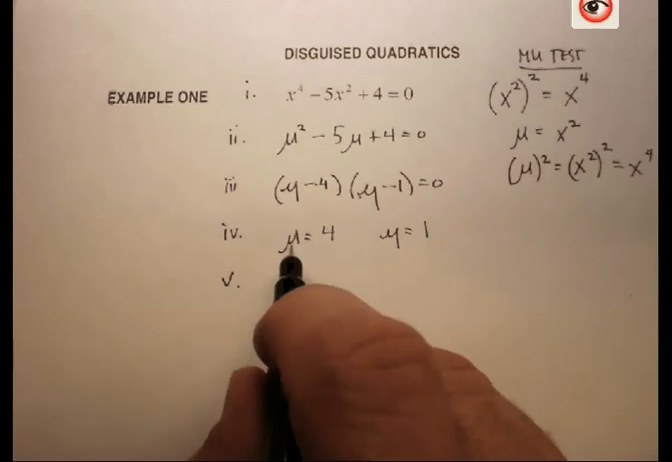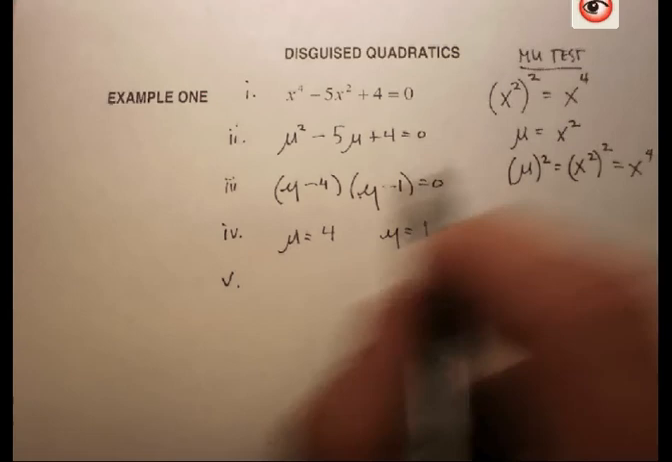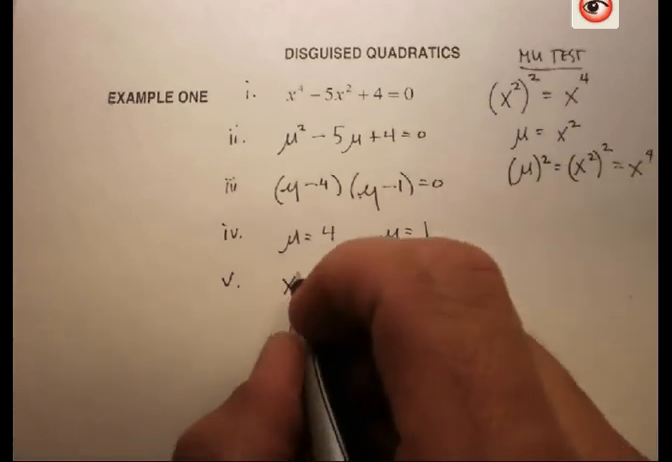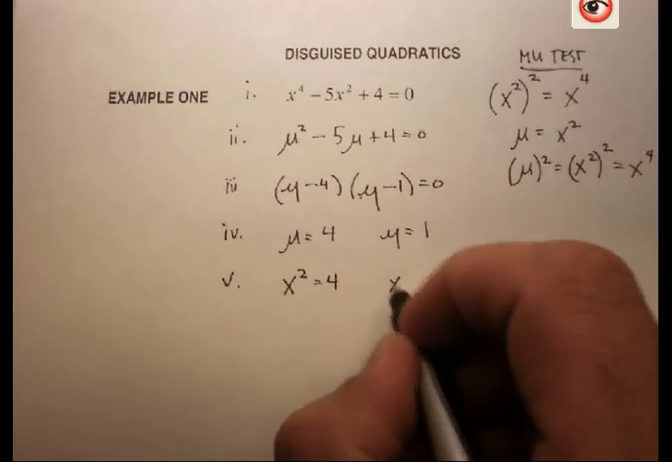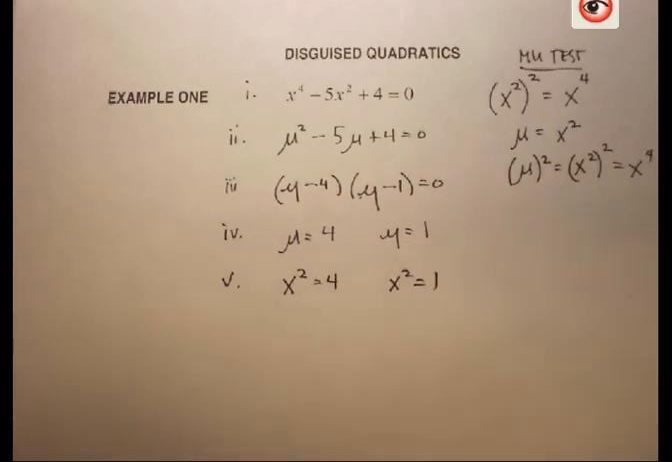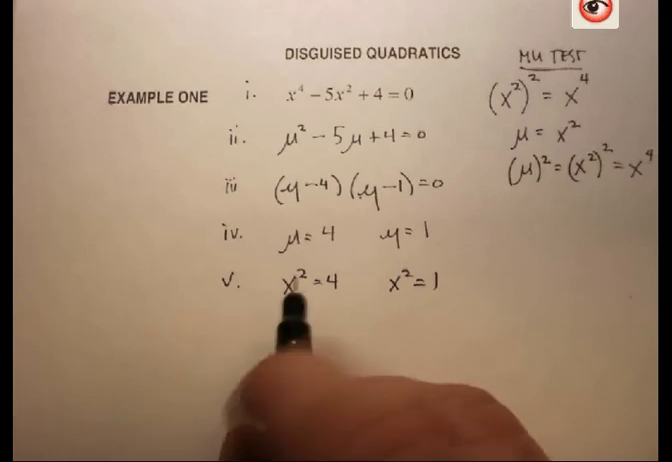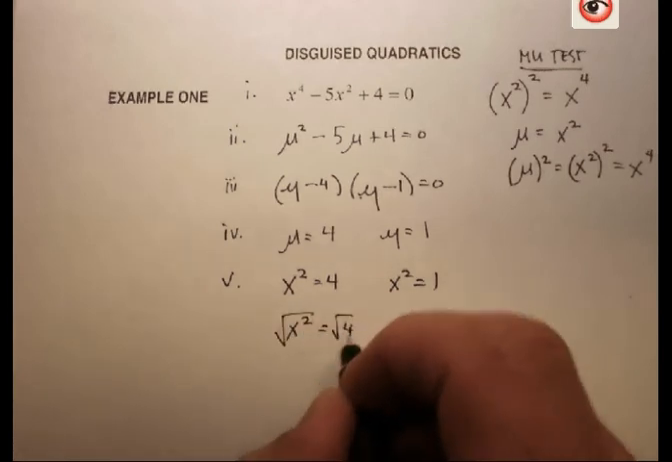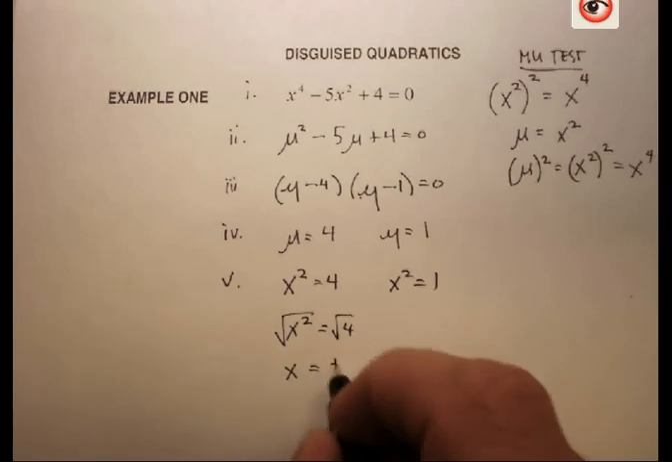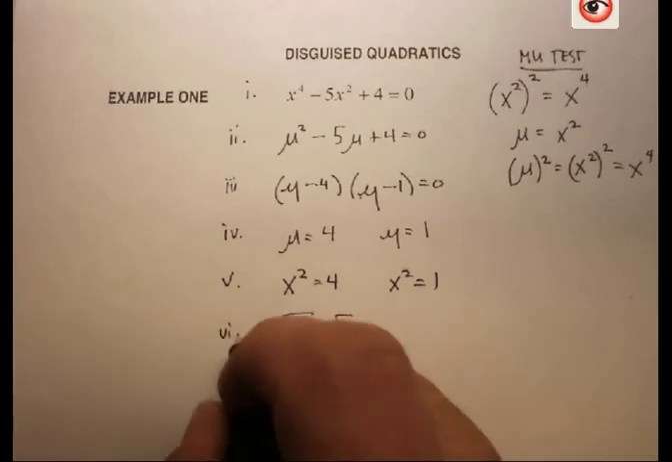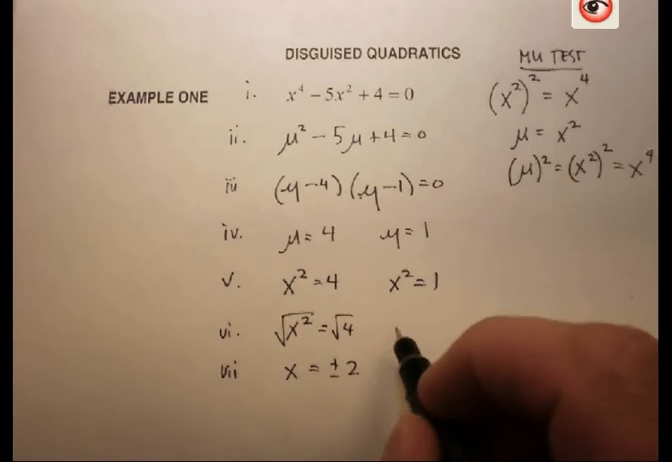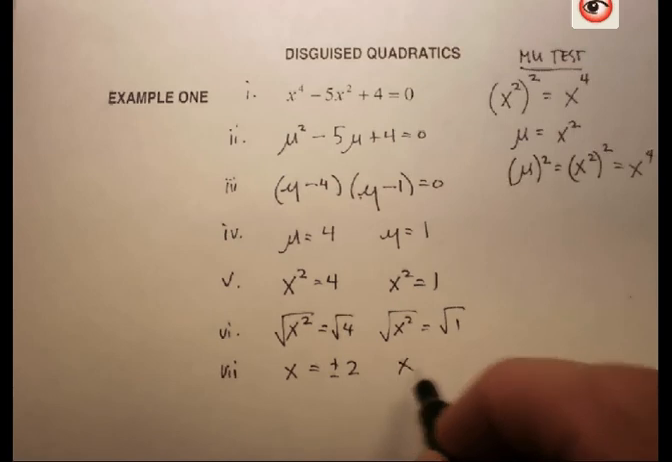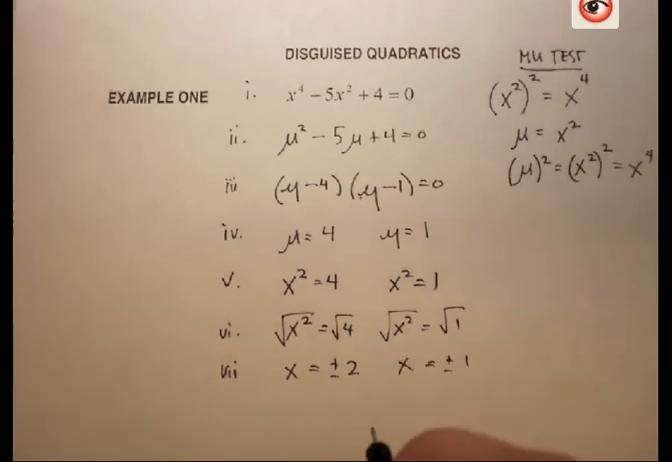Now I'm going to go back and replace what mu is equal to. Mu is just equal to x squared, so let's replace mu with x squared. From this point on it's fairly easy to solve. Taking the square root of both sides, x is equal to plus or minus 2. On this side, you get the square root of x squared equals the square root of 1, or x equals plus or minus 1.